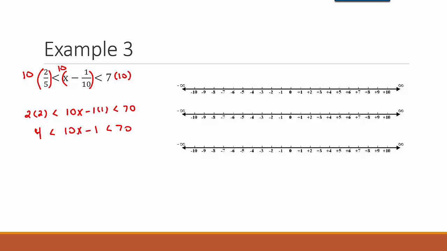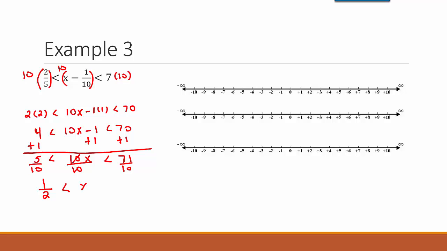Now we want to isolate x. So we're trying to get x by itself. And remember, whatever I do in the middle, I do to each end. So now I have 10x is greater than 5, and 10x is less than 71. So the final step to make this 1x would be to divide by 10. So 5 over 10 is 1/2. 10 over 10 cancels. That's 1x. 71 over 10 is just 71 over 10. So I have x is greater than 1/2 and x is less than 71 over 10.